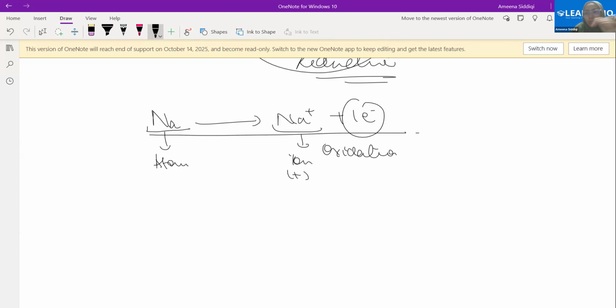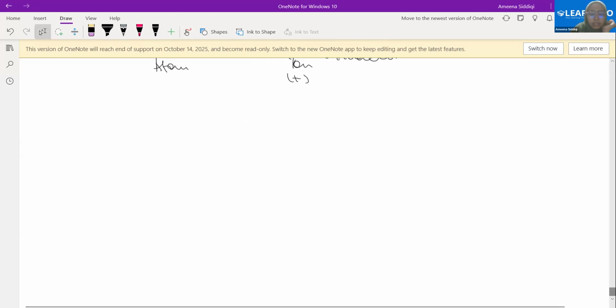Also, from the other point of view, here the oxidation number is 0, here the oxidation number is plus 1. It's increasing, therefore it's oxidation. Clear? Yes, ma'am. Wonderful. Now let's see one more example.